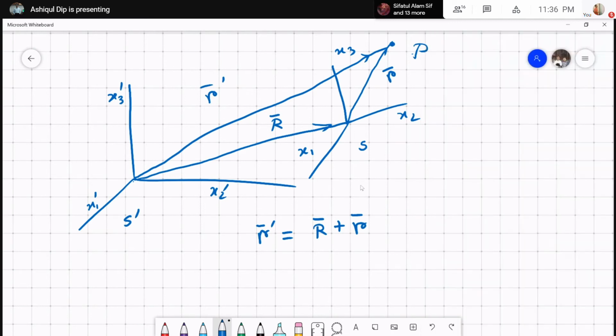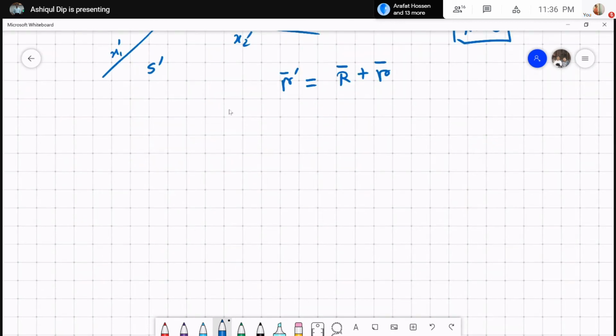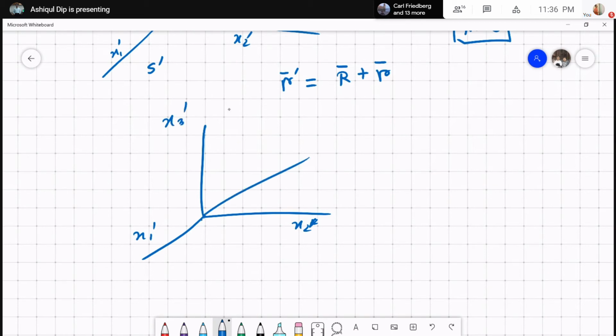Okay, so first consider a very specific situation when their origins are coincident. That means r equals 0 in that situation. A very special case. In that situation, one is like this, x1 prime, x2 prime, and x3 prime, and another is like that. This is x1, this is x2, this is x3, right?